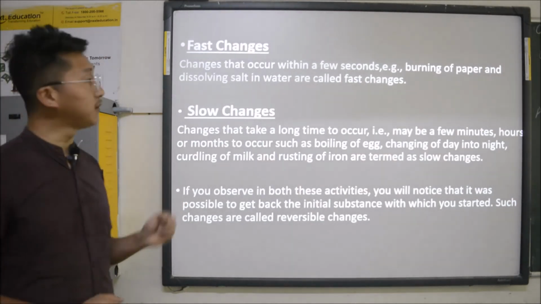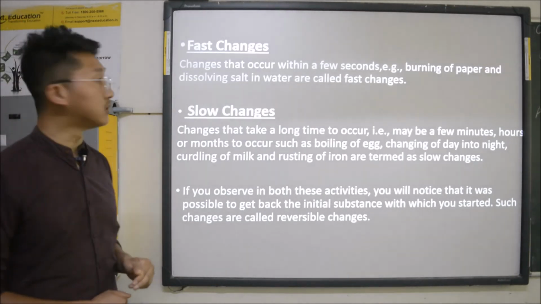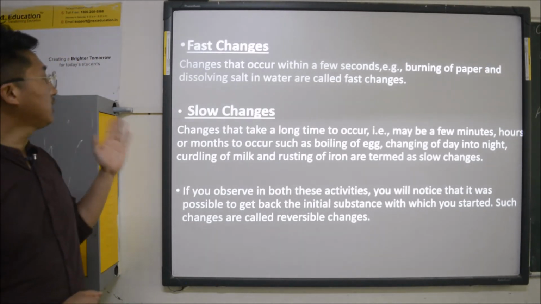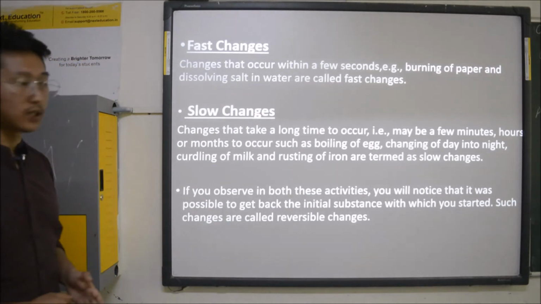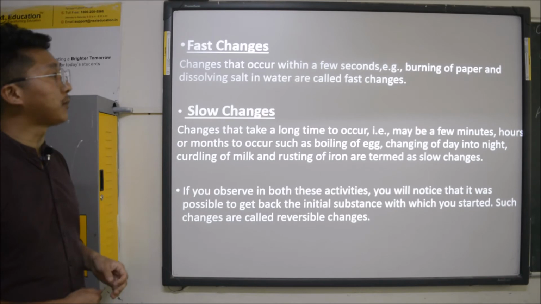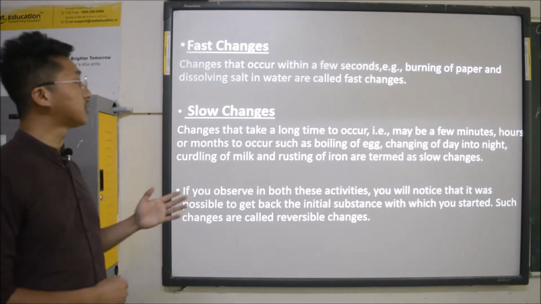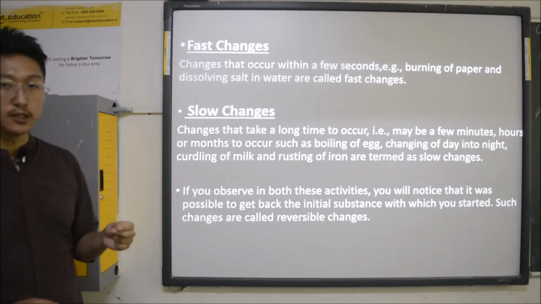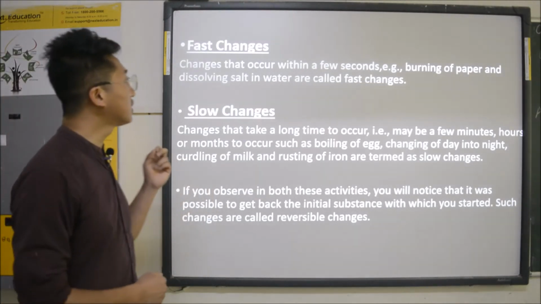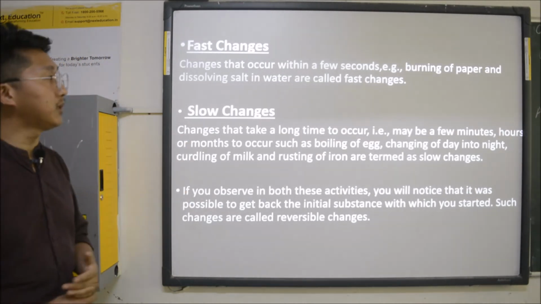Okay, so we are going to study fast change. In the case of change, there are fast changes and slow changes. Fast changes are changes that occur within a few seconds. For example, burning of paper and dissolving salt in water are called fast changes. You can see the example, that is burning of paper.